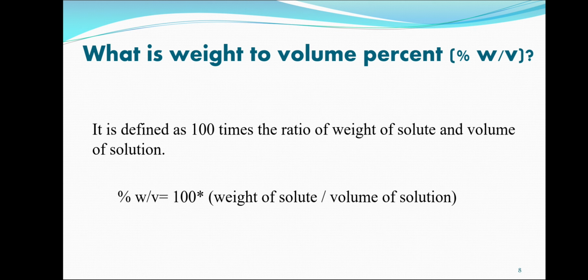Next, what is weight to volume percent? That is percentage W by V. It is defined as 100 times the ratio of weight of solute and volume of solution, and it can be expressed as percentage W by V equals to 100 into weight of solute divided by volume of solution.